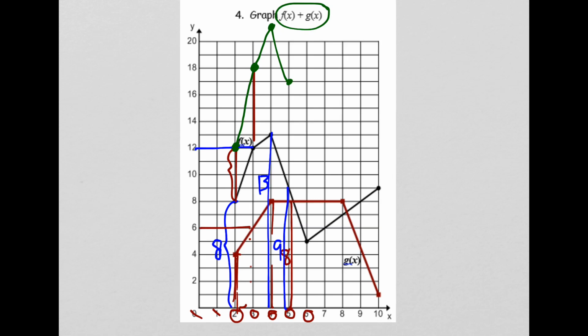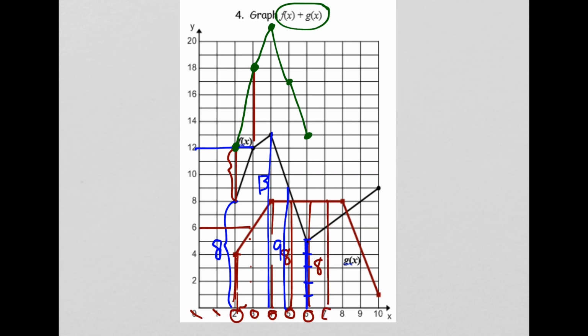But as I'm marching across, I'm just reminding myself where I am. Now I'm at 6. And at 6, the red one is still 8. And the blue is only 1, 2, 3, 4, 5 high. So 8 plus 5 is 13. So I'm dropping all the way down to 13. And just keep connecting the dots as you go.